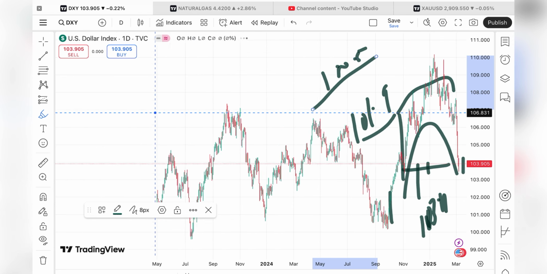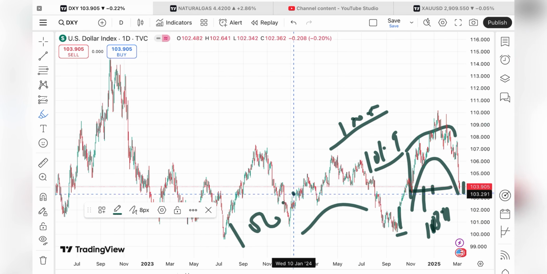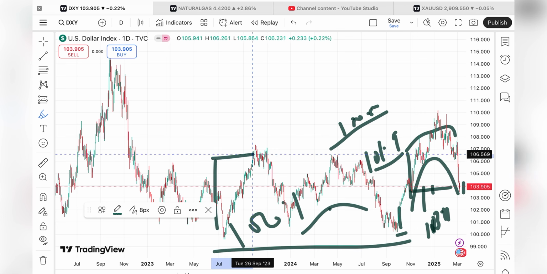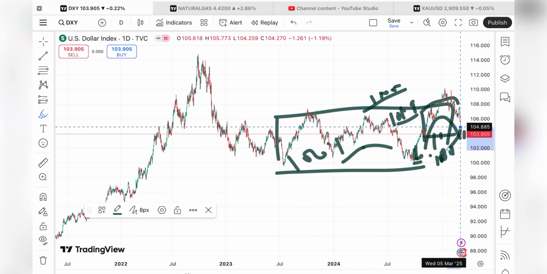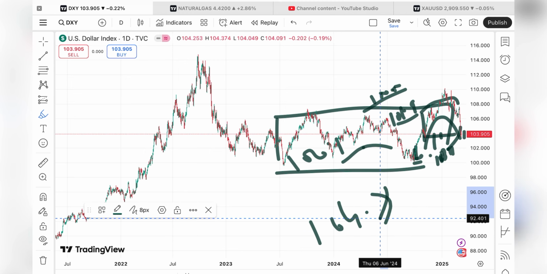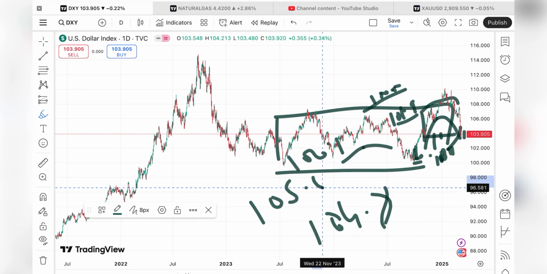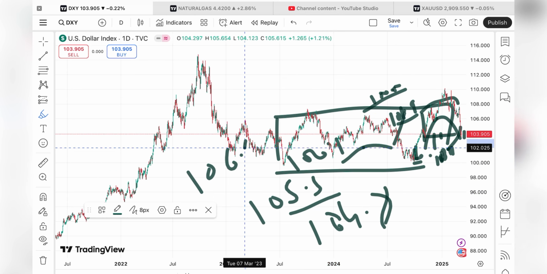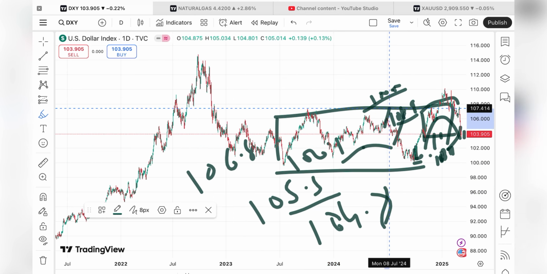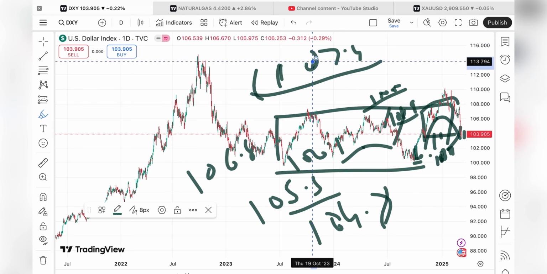Once the price moves below that level, it will fall further towards 100.1, and then there will be a zone breakout, so a further fall we can see. But if the price sustains this level, we can see 104.8, and from there a further upside towards 105.5. If the price moves over this level, we can see 106.8, and if that sustains, we will see 107.4, and then a further upside movement.